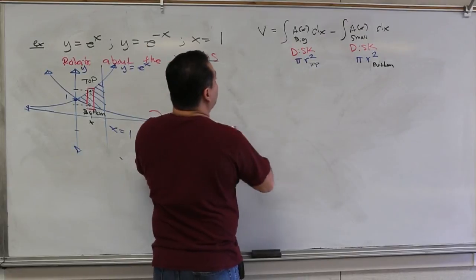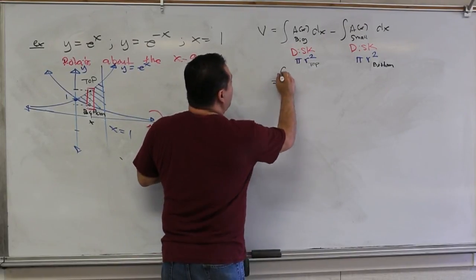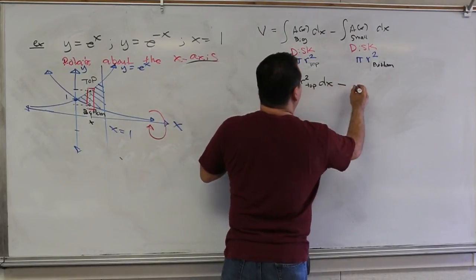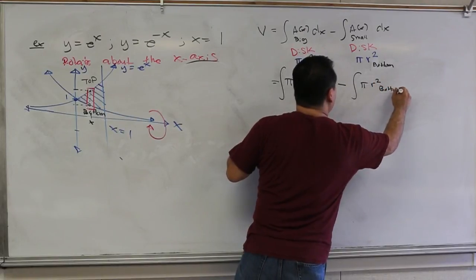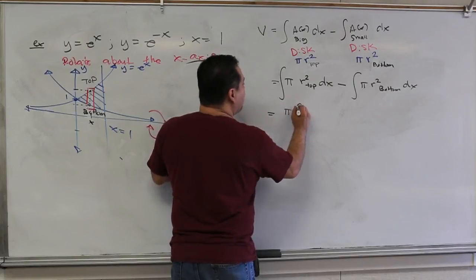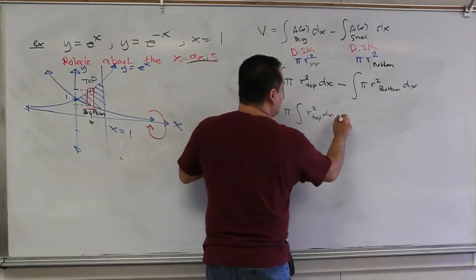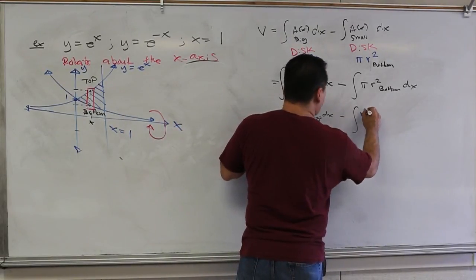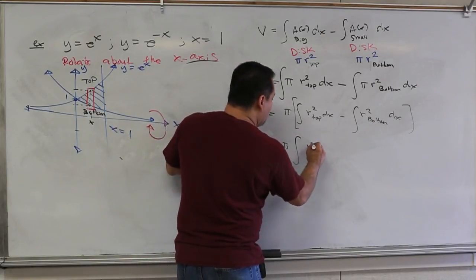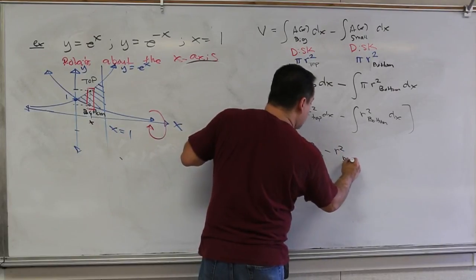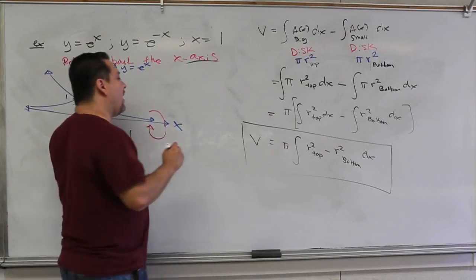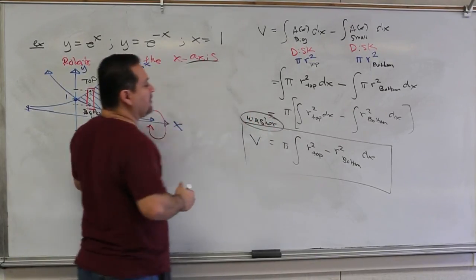So what you're gonna end up with is that this becomes really a formula. We'll integrate pi r squared top dx minus the integral pi r squared bottom dx. Properties of algebra, properties of integration. You guys remember, I could pull out my pi and I got the integral of r top squared dx minus the integral of r squared bottom dx. And then this becomes pi times the integral of r squared top minus r squared bottom dx. This is the volume formula when you have what method? The washer. Two disks. A big disk, small disk.